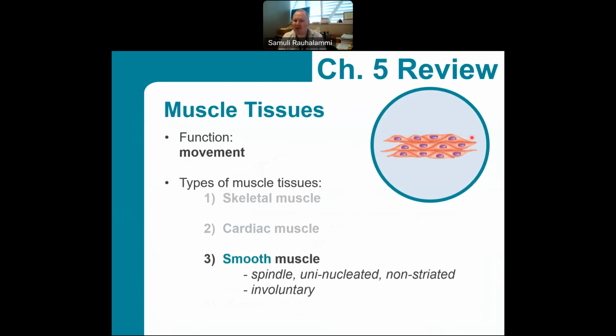Smooth muscle cells really vary a lot in shape depending on what they're doing, but often they're described as spindle-shaped cells. They have a single nucleus centrally in the cell, and they do not have striations. These again are involuntary cells, so you don't have to think, oh, I'm going to expand my blood vessel diameter. It happens automatically. Same for the functions of the digestive tract and movement of material within the digestive tract.